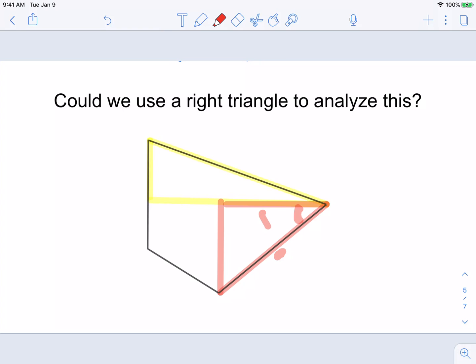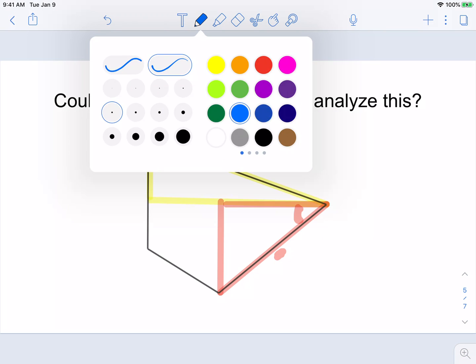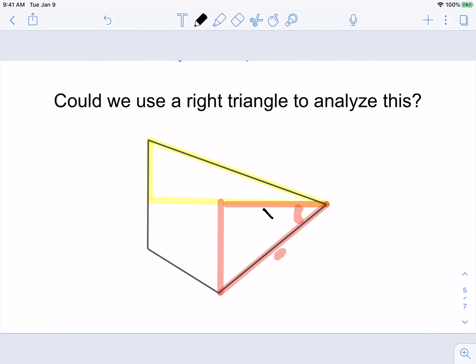So let me call this x1. And let's call this leg over here y1. So using my right triangle trig, I could solve for x1 and y1 as long as I knew that diagonal line and one of those two angles in that triangle. Again, it would have to be given some way that you would know that information.